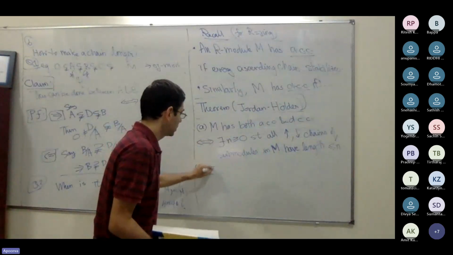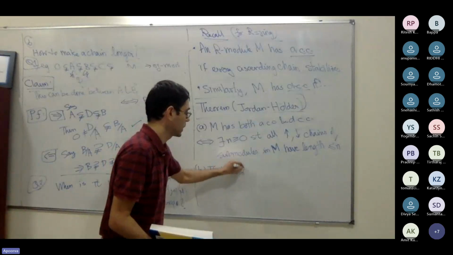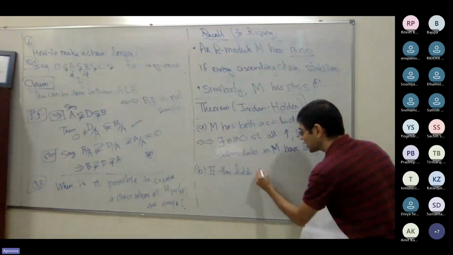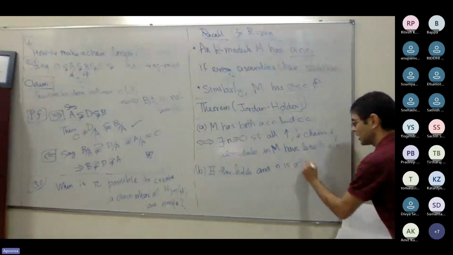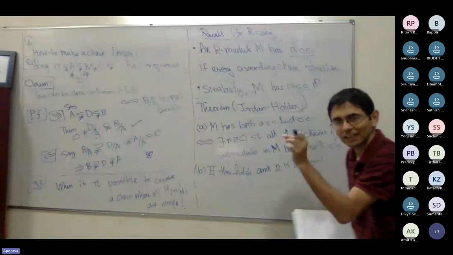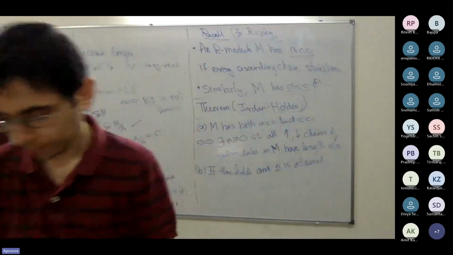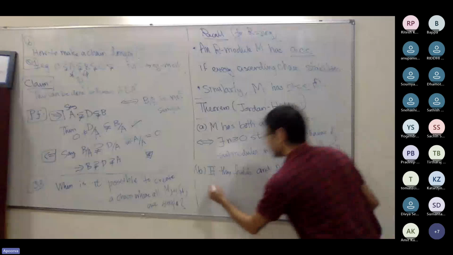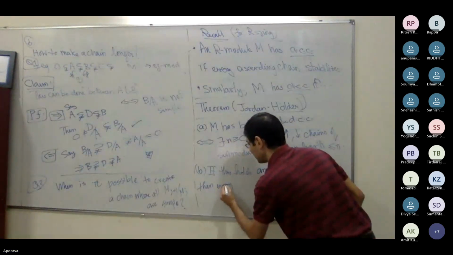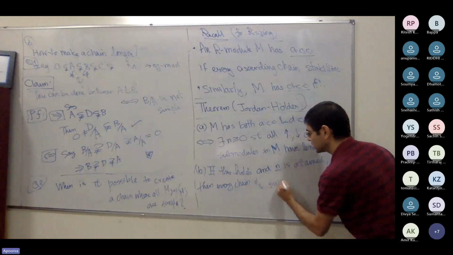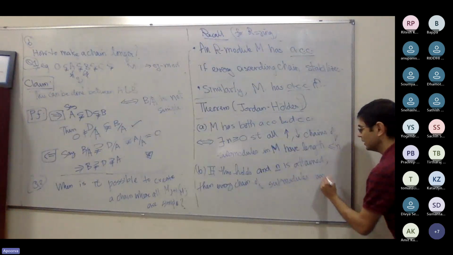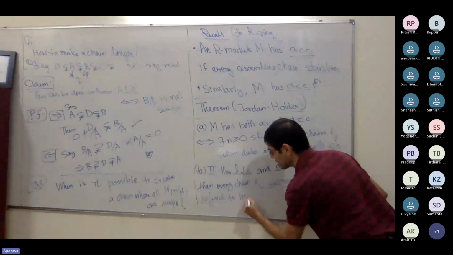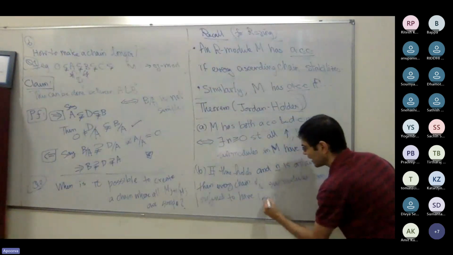And if this holds, and n is sharp and n is attained, so that means n is the least possible and it is attained, a finite integer, then every chain of submodules can be refined, or made longer, to one of length n. By length, let's say I mean the number of subquotients.